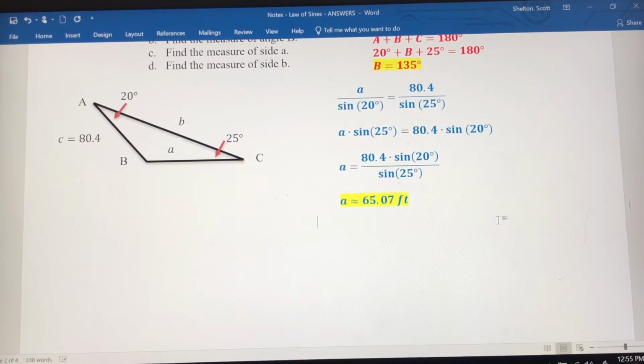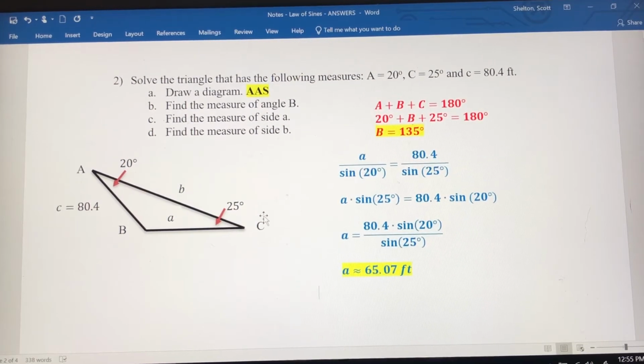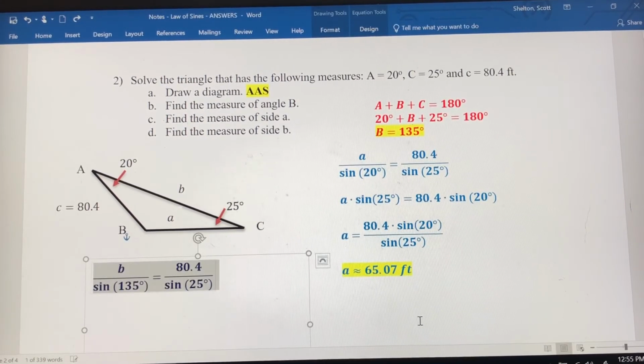Now, to find side B, I'm going to use the ratio of B over sine of B. I'm going to continue to use the ratio containing side C and angle C because they're both given, and I don't want to deal with any values that I've calculated if possible. So, using the second and third ratios, I've got side B over the sine of 135, which I calculated, equals 80.4 divided by the sine of 25.